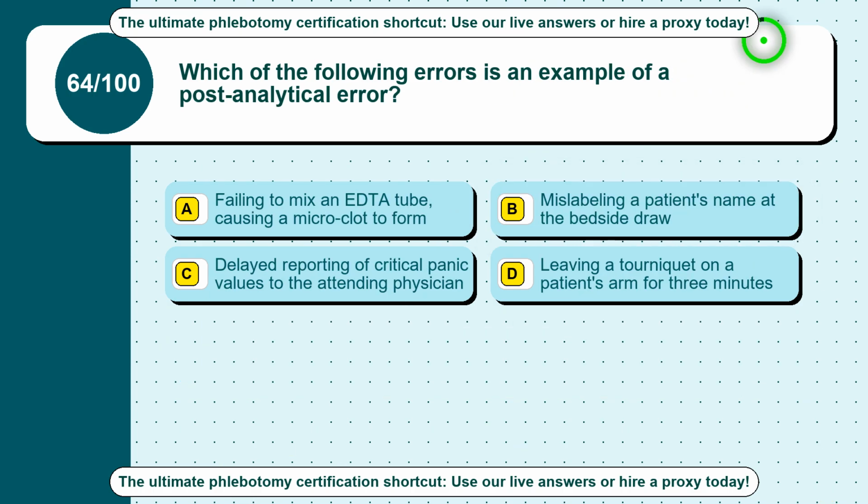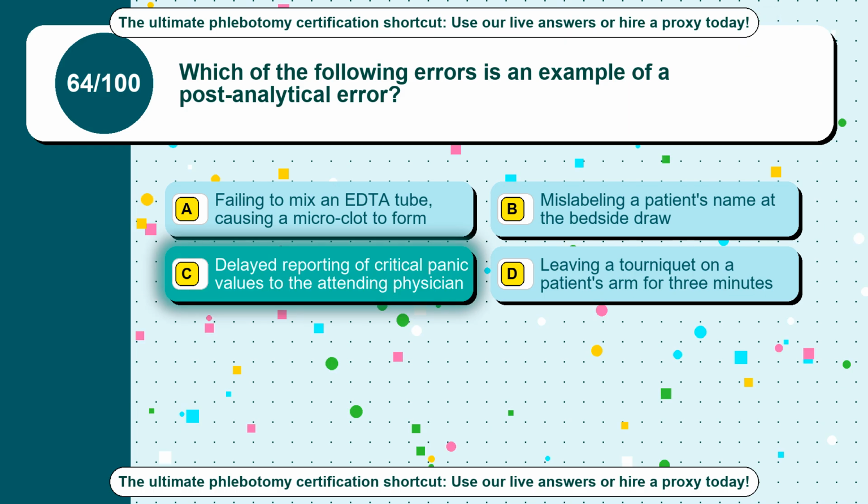Question 64. Which of the following errors is an example of a post-analytical error? Option A. Failing to mix an EDTA tube, causing a microclot to form. Option B. Mislabeling a patient's name at the bedside drawer. Option C, delayed reporting of critical panic values to the attending physician. Option D, leaving a tourniquet on a patient's arm for 3 minutes.